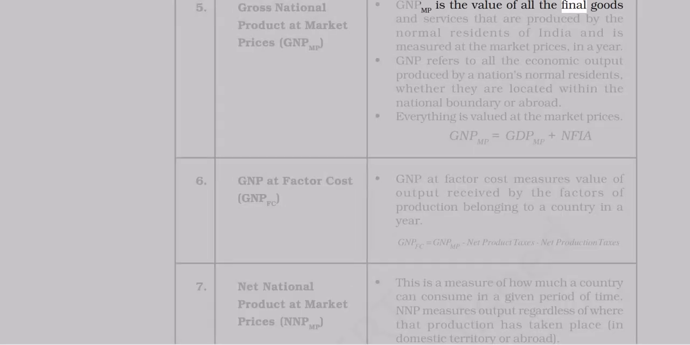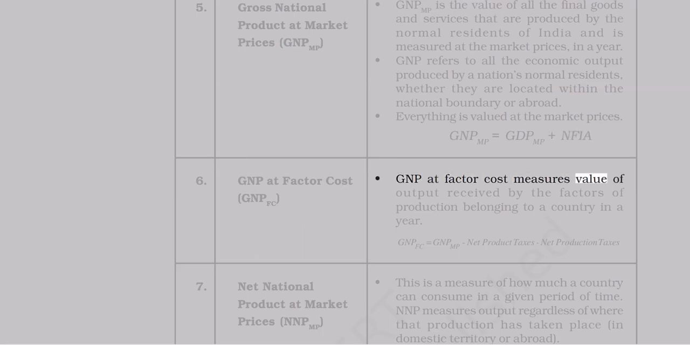GNPMP is the value of all the final goods and services that are produced by the normal residents of India and is measured at the market prices in a year. GNP refers to all the economic output produced by a nation's normal residents, whether they are located within the national boundary or abroad. Everything is valued at the market prices. GNPMP equals GDPMP plus NFIA.